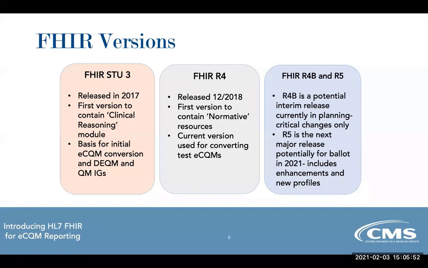FHIR R4B is a potential interim release that's currently in planning with some critical changes to R4. R5 will be the next major release and is potentially up for ballot in 2021, which would include some new enhancements and profiles. For those not familiar with HL7 and how they do balloting, their balloting process is their formal process for releasing the information to the community and soliciting feedback. So anybody can comment on it, make suggestions, ask questions, and then those are all voted on and potentially put into the specification.